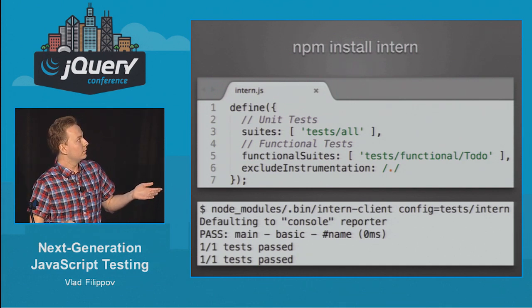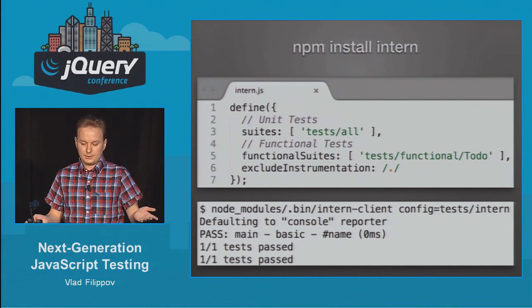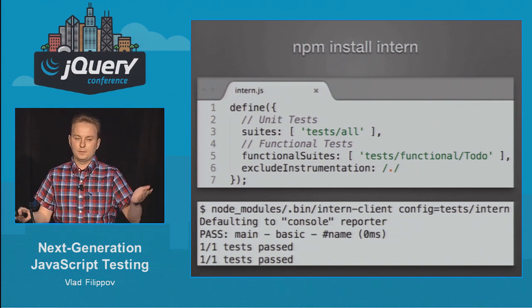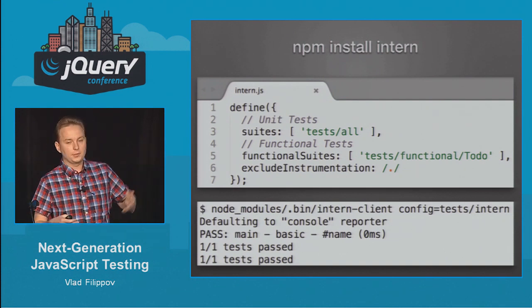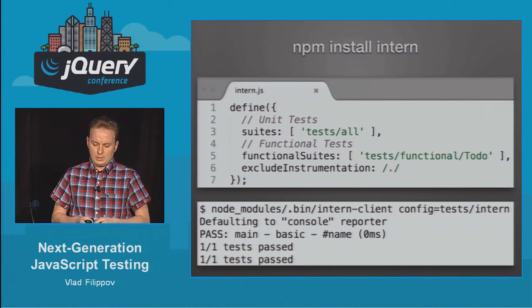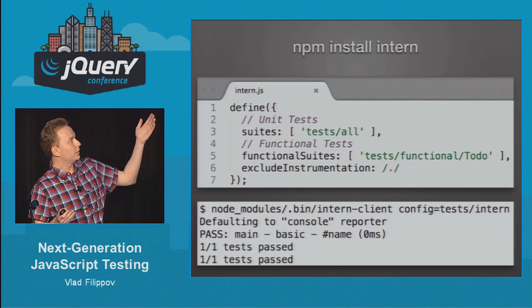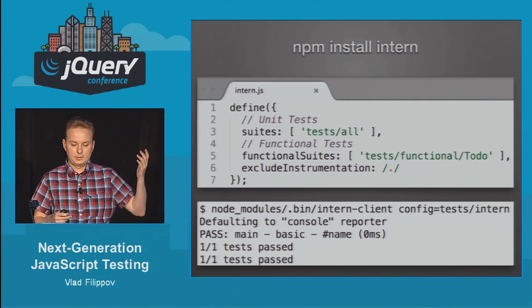Quick note, how to get started with Intern. It's pretty easy. Most of Intern is a Node.js module. It's on NPM, so you can just npm install Intern, and there you have it. This is the simplest config for it. You just have an array for your unit tests and functional tests, and off you go.